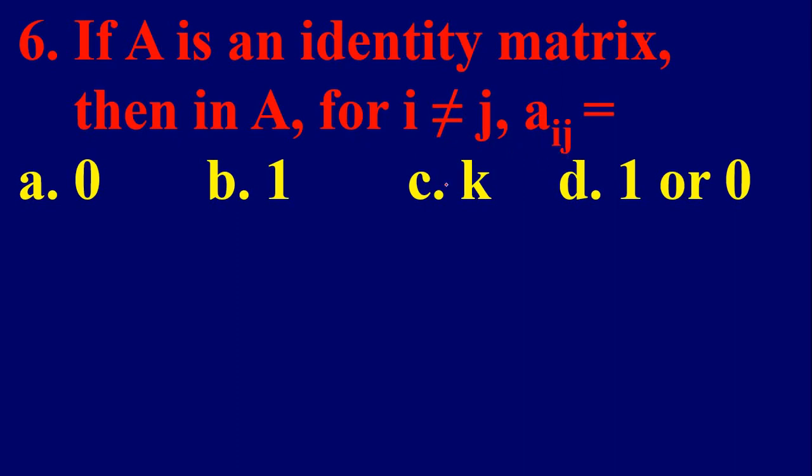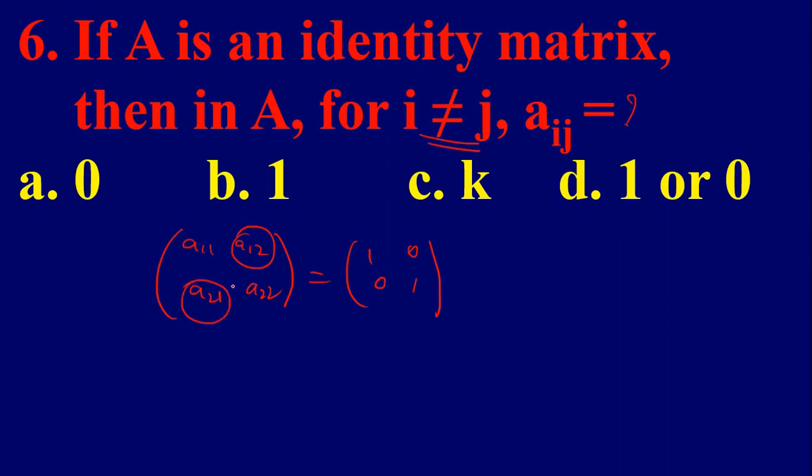So what is Aij? Now we consider an identity matrix. So it is A11, A12, A21, A22. Suppose it is an identity matrix, then we can write it like this: 1 0 0 1. Now here it is given i is not equal to j. Then what is Aij? So i is not equal to j means these values A12 and A21. So here A12 and A21 are zeros.